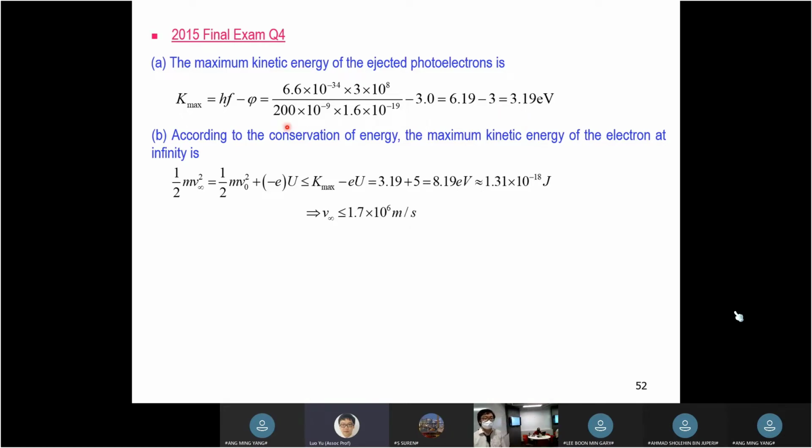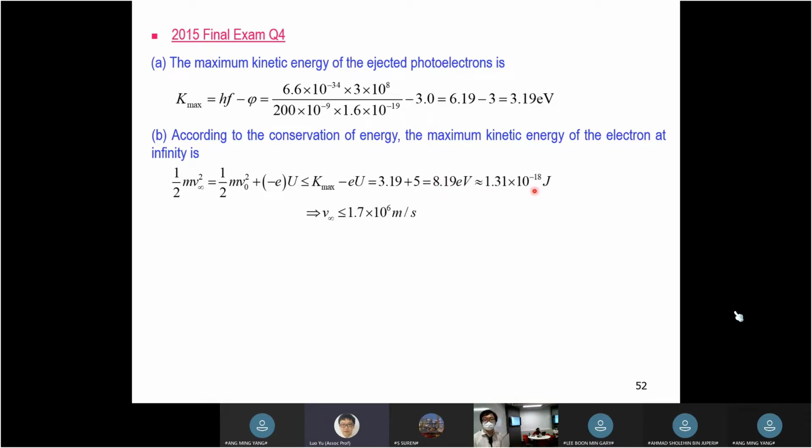So the second part, 5 marks. Now we just apply the formula for at infinity. At infinity, K infinity, half m v infinity squared, should be equal to half m v squared, which is my Kmax plus minus eV. V here is equal to minus 5. So minus 5 volts times e equals 5 eV. Originally, I found my Kmax equal to 3.19 eV. Now the potential energy will give me another positive 5 eV. Add these two together, I get 8.19 eV as the total energy at infinity.